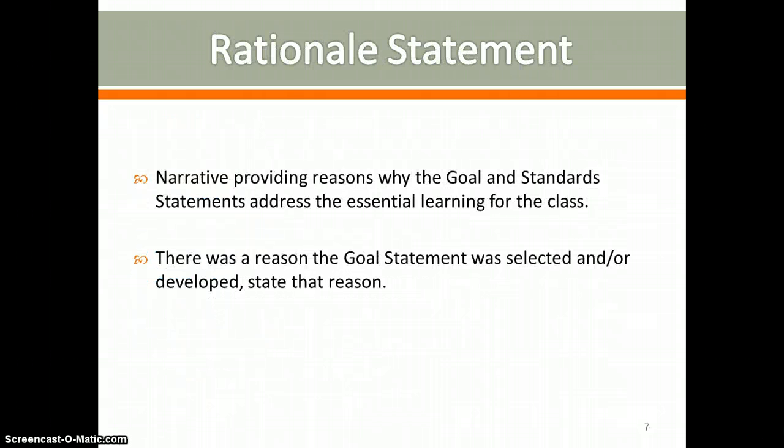Next, we move to the rationale statement. The rationale statement addresses the importance of the goal and the targeted content standards for the learning in this course, grade, or subject. It really helps you identify and justify the reasons for your goal and standards. It's a narrative that provides the reasons that you chose that goal, the reasons why those standards aligned to that goal, and the reasons why this is the essential learning for your course. There was a reason why you set the goal that you did, and you want to explain the reasoning for that goal statement.